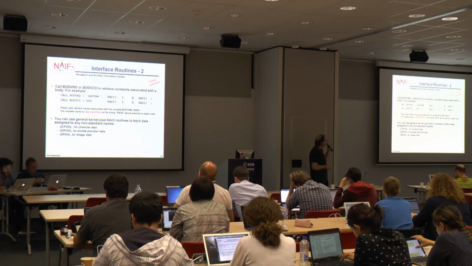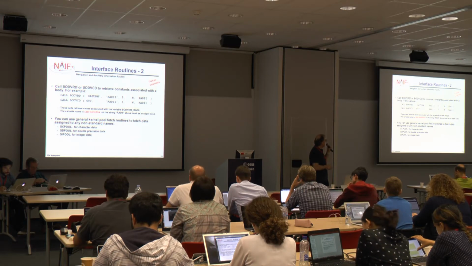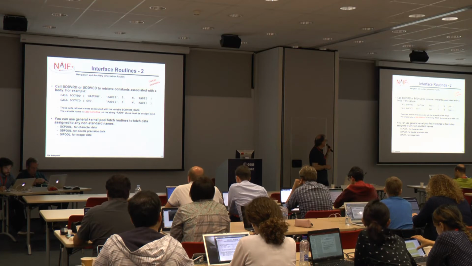You can also use more general kernel pool fetch routines to fetch data assigned to any non-standard names that don't have the body ID embedded in the name: GCPOOL for character data, GDPOOL for double precision data, and GIPOOL for integer data.